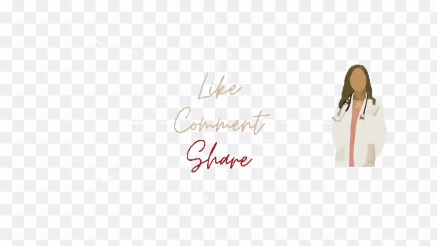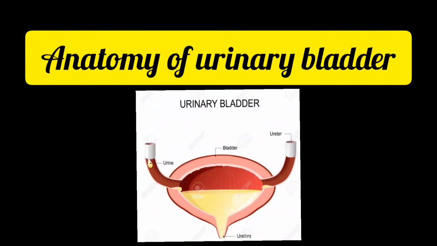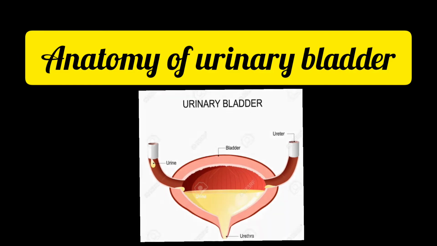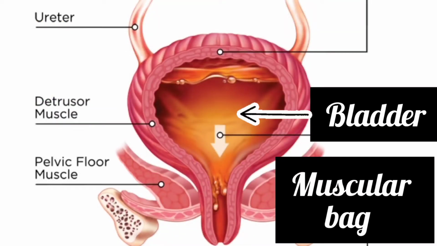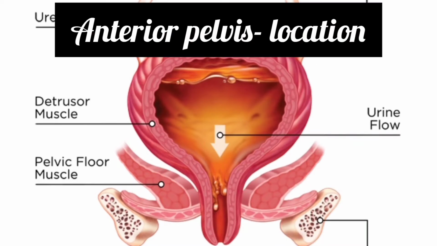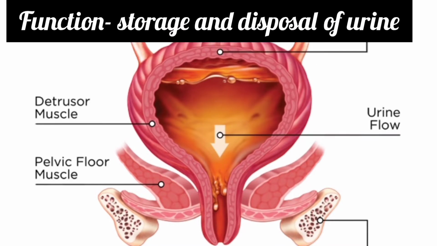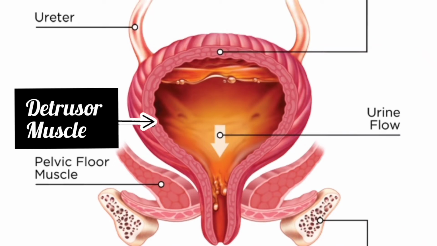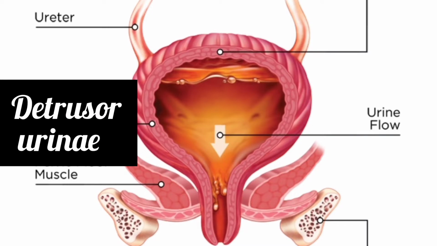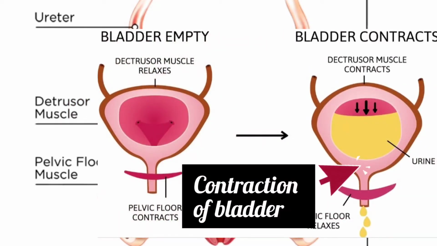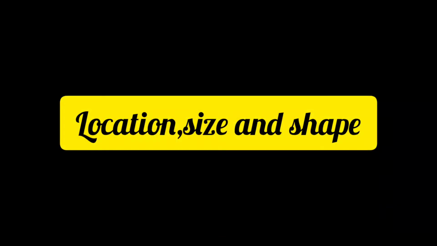Hello everyone, in this video we will discuss the anatomy of the urinary bladder. The urinary bladder is a muscular bag which is located in the anterior pelvic cavity. It stores urine which is produced by the kidney and also helps in its disposal. The urinary bladder is made up of detrusor muscle, or detrusor urinae, and its mass contraction results in the passage of urine.